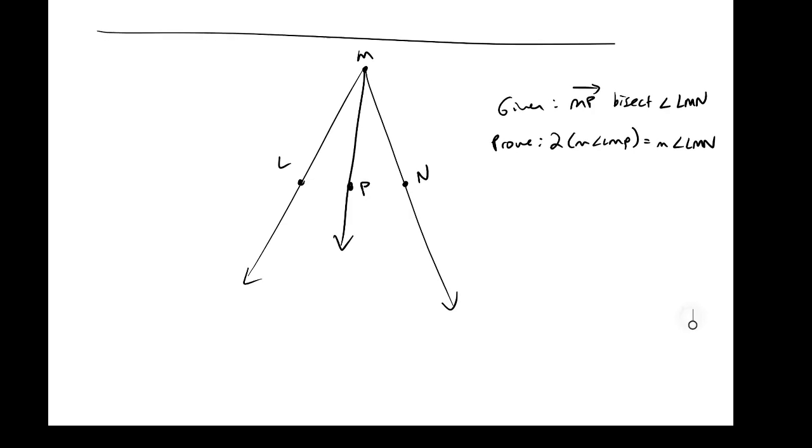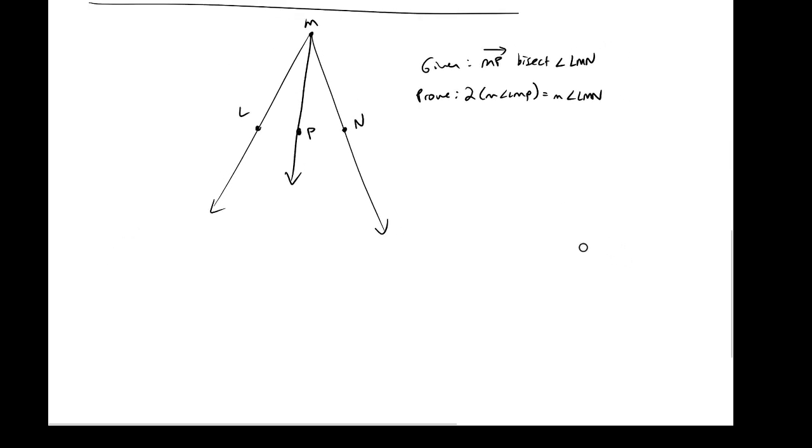And I'm not going to need you guys to make all those distinctions of the definition of congruence and whatnot, so we're just going to jump right into this proof, right? We're going to have our 2 columns. The left column is statements, the right column is reasons. And of course, MP, the bisector of angle LMN, is given to us.